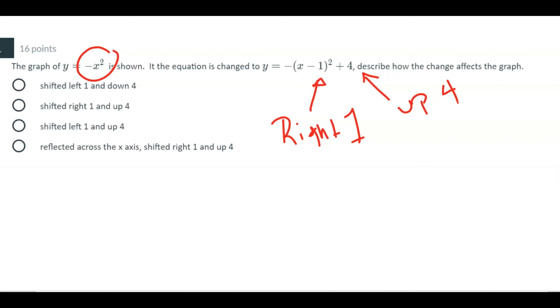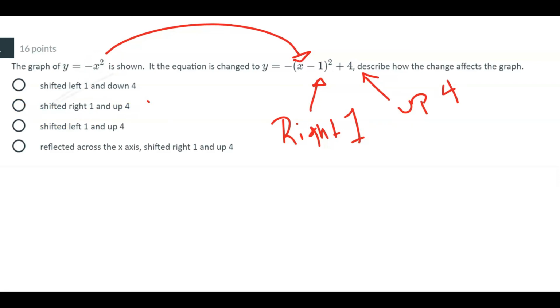So you're telling what type of transformation is taking place as you move from the negative x squared, which was already reflected, to this new function over here where they kept it negative so it wasn't reflected. If they made it positive, it would have been reflected, but they didn't. So all it did was move right 1 and up 4. Okay, so that's what's happening here. This is shifted right 1 and up 4, and you're just describing that.